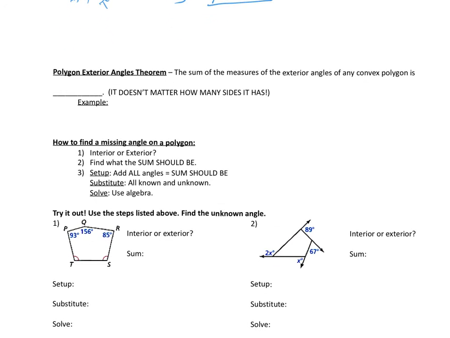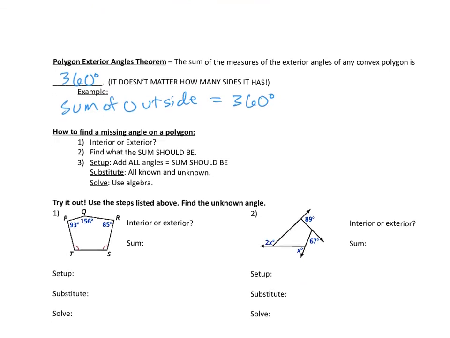Okay. Next, our polygon exterior angles theorem. The sum of the measures of the exterior angles of a convex polygon is always 360 degrees. It does not matter what type of polygon it is. The sum of the outside angles will always be 360 degrees.